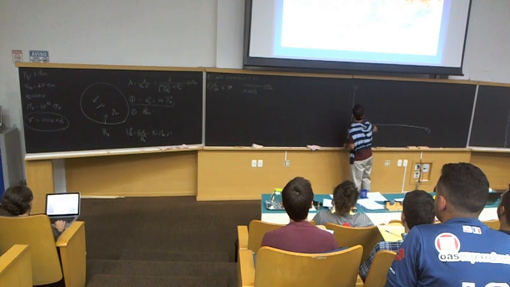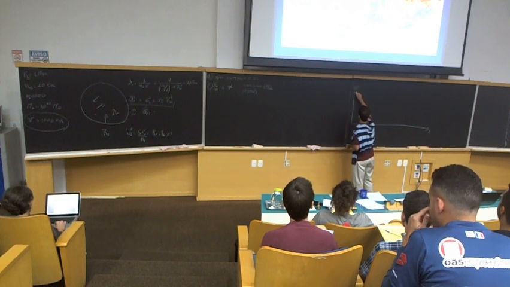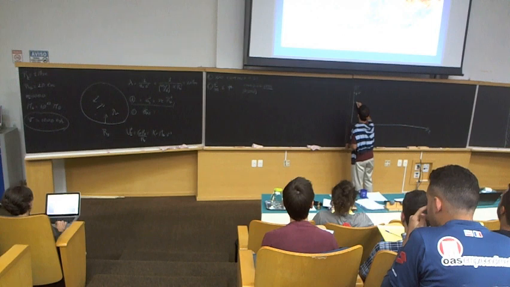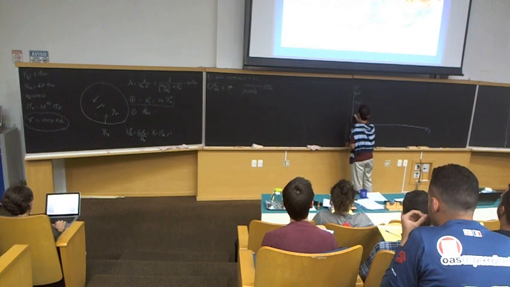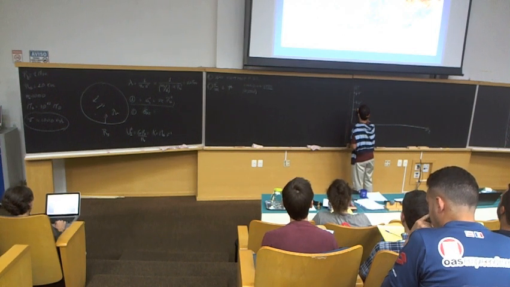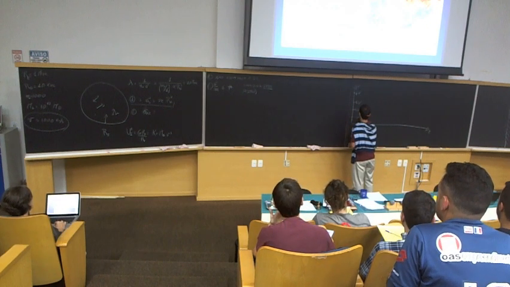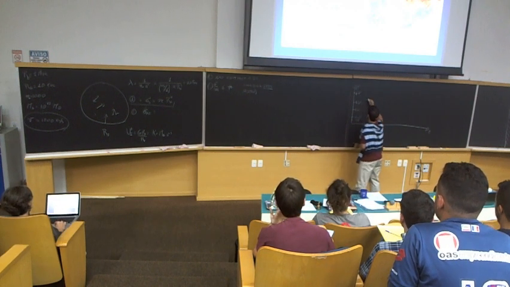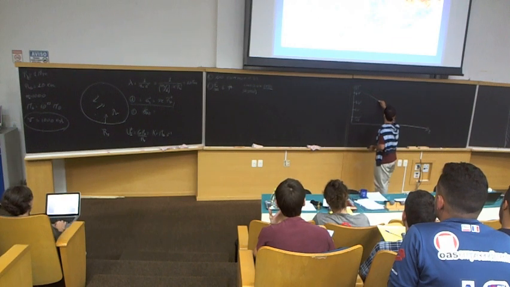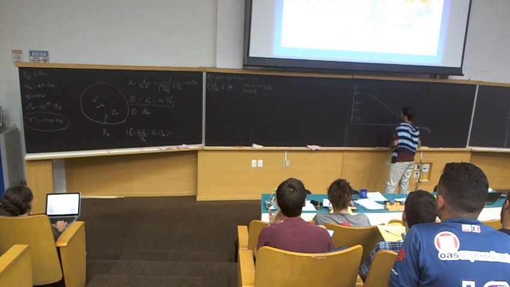This is the temperature of the universe. This is something like GeV. This is MeV. This is keV. This is 10 electron volts. This is 1 electron volt. So the temperature of the universe goes something like this. Okay? So what happens here?